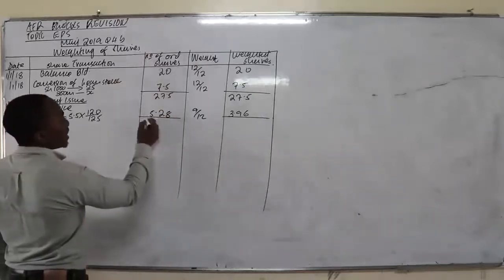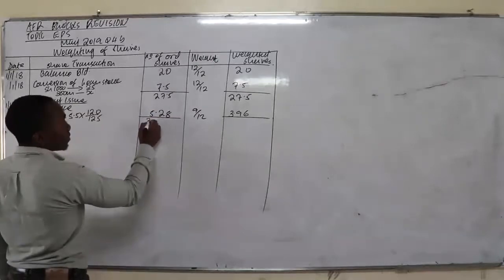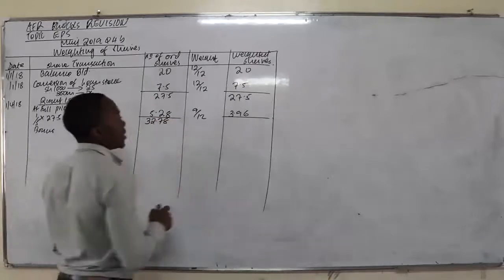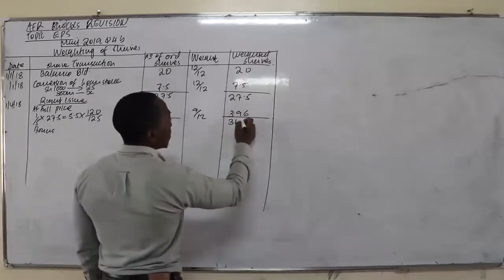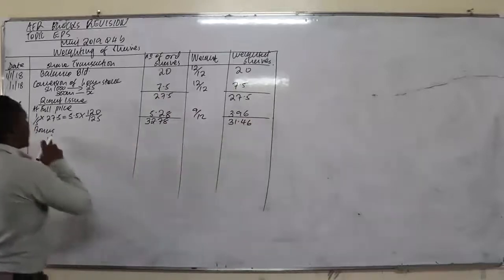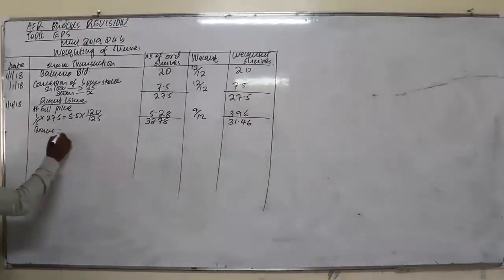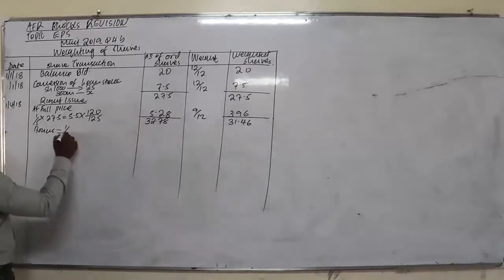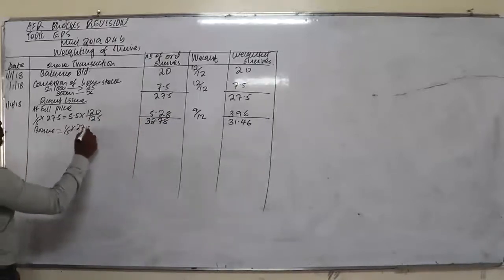This one will be 33, 32.78. And this one will be 0.46. Then we have the bonus. How do you get the bonus? You just take 5.5, you minus 5.28. Or you take 1 over 5 times 27.5.